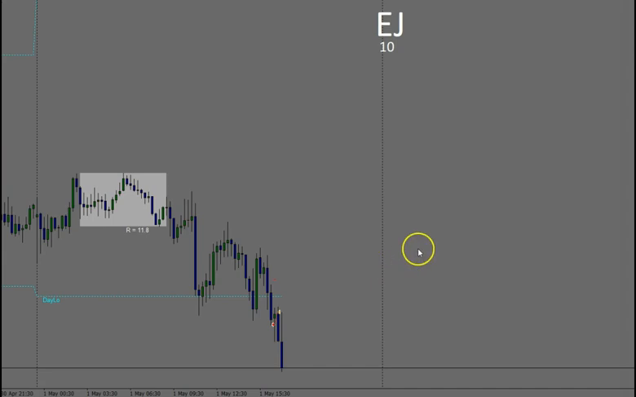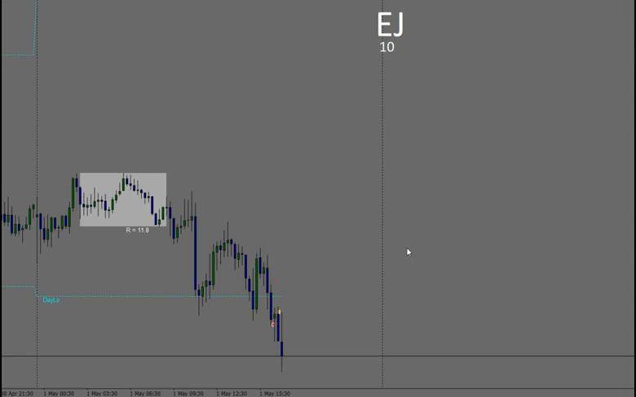Euro Japanese yen, EJ was another loss. So Euro Japanese yen, took 1 trade on this as it hit our criteria, and I got in here and price reversed on this, so I punched out here. Euro Japanese, I lost 2 pips on that.